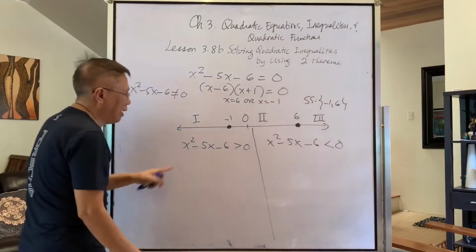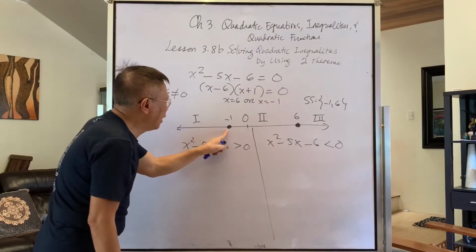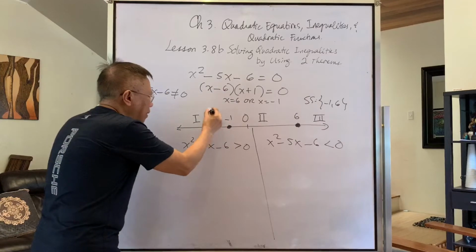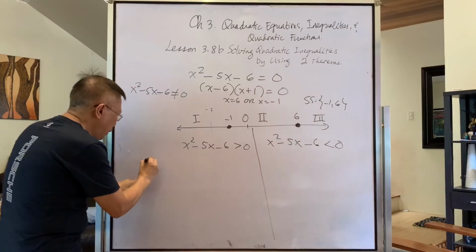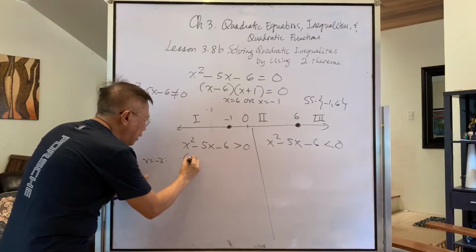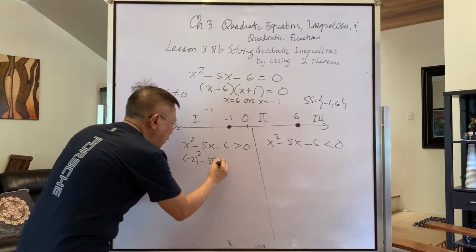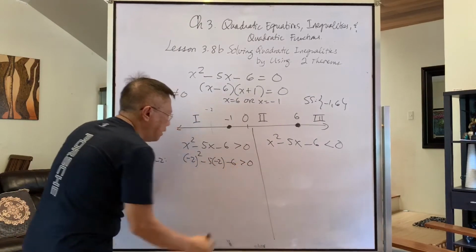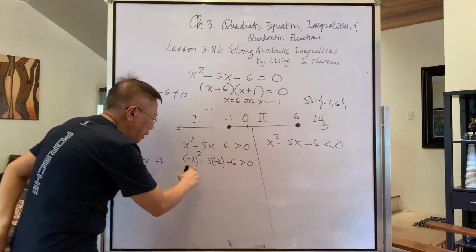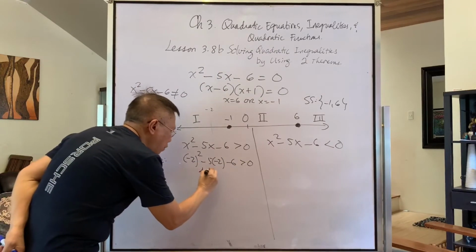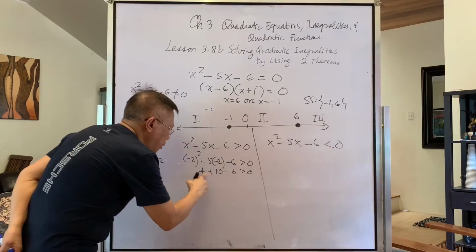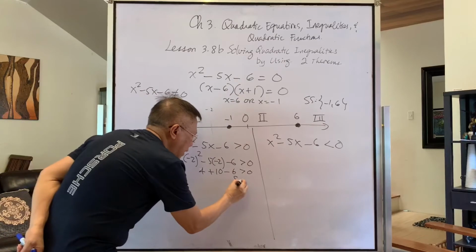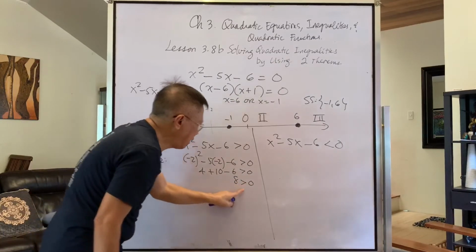Suppose I get a value of x less than negative 1. Let's say x is negative 2, and I substitute it here. So when x equals negative 2, I get negative 2 squared minus 5 times negative 2 minus 6 is greater than 0. Let's find out what this gives us. This is 4 plus 10 minus 6 is greater than 0. 10 plus 4 is 14, minus 6 is 8. It is indeed true that 8 is greater than 0.